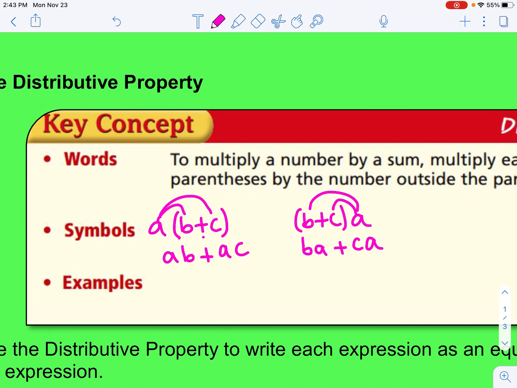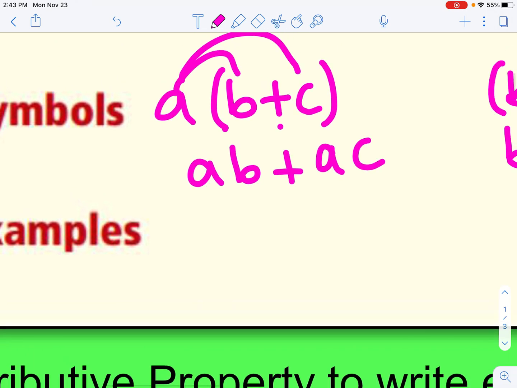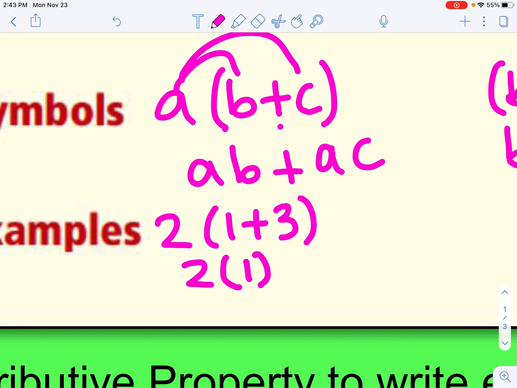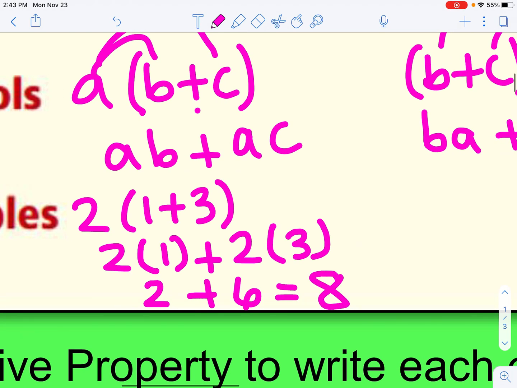Now I'm going to show you a few practice problems. Let's do a few examples with numbers. Let's say I have 2 times 1 plus 3 in parentheses. What we're really going to do is take 2 times 1 plus 2 times 3. We know these multiplication facts. 2 times 1 is 2, 2 times 3 is 6, and 2 plus 6 gives you 8.